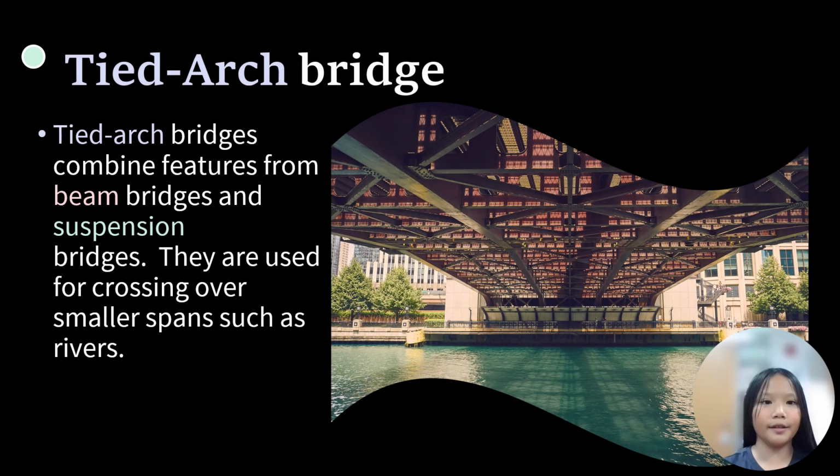Tied arch bridge. Tied arch bridges combine features from beam bridges and suspension bridges. They are used for crossing over smaller spans such as rivers. As you can see in the picture, there is only water under the bridge, or you can call it a river. It's only a small body of water.